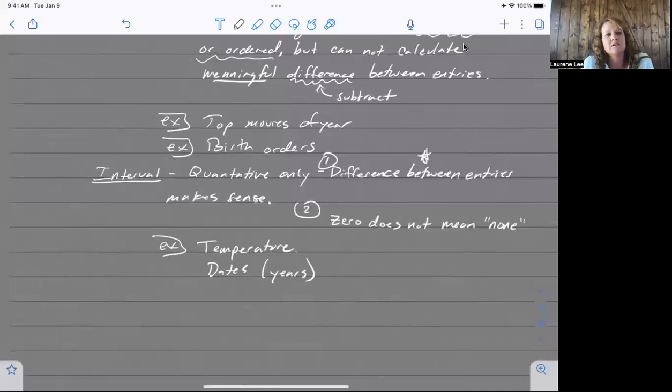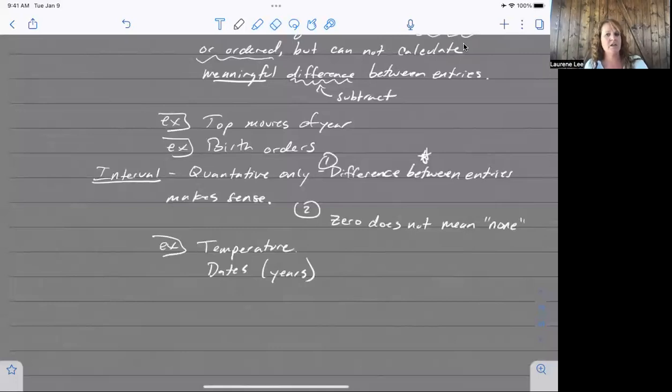So this year, you look at a year that something occurred, say something happened in 1997 and something else happened in 1990. That's 7 years apart. So the difference makes sense. The difference between 1990 and 1997 does make sense. A difference has value and meaning.